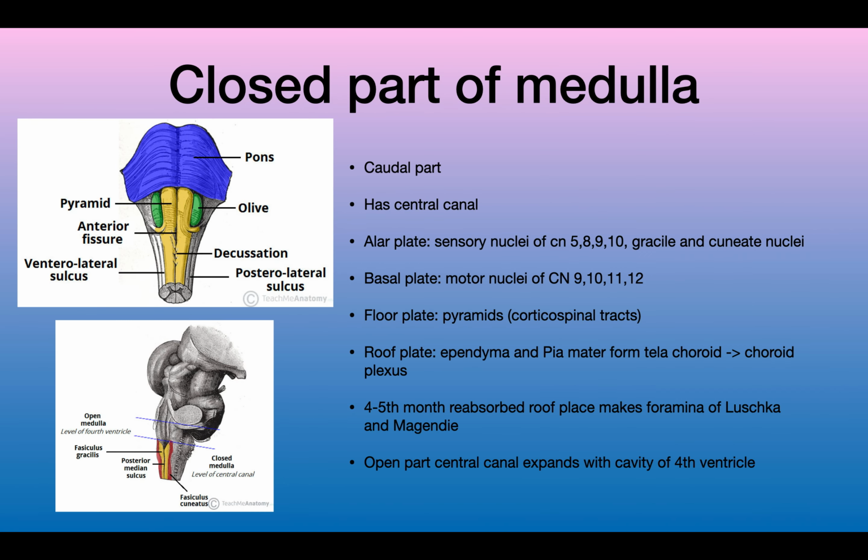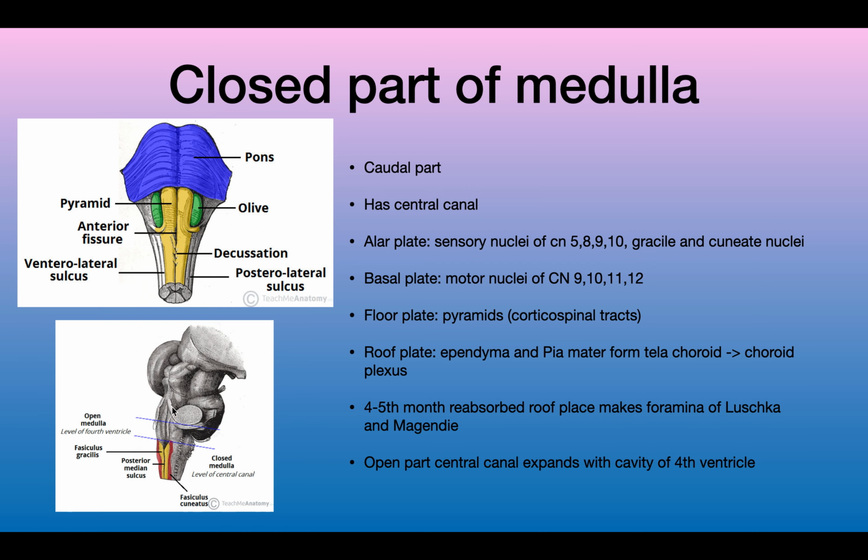But in the meantime, the closed part of the medulla has the central canal, has the sensory or the alar plate, which is the sensory nuclei of the cranials 5, 8, 9, 10, along with the gracile and the cuneate nuclei. And the basal plate is going to be the motor nuclei of cranial nerves 9, 10, 11, and 12. And the floor plate is going to be made out of the pyramids, which are the corticospinal tracts.